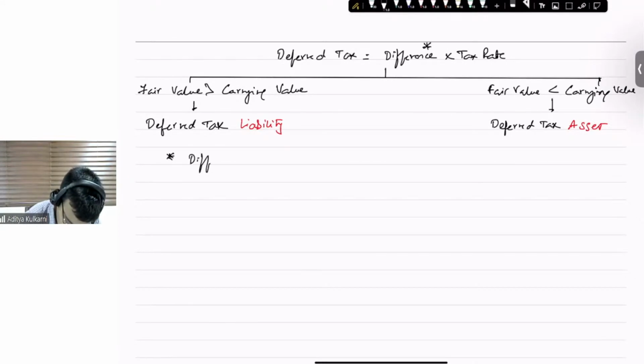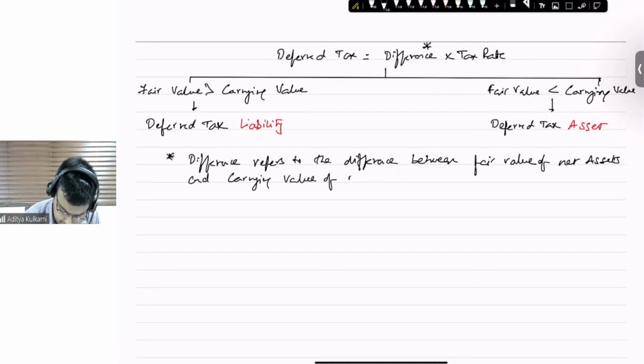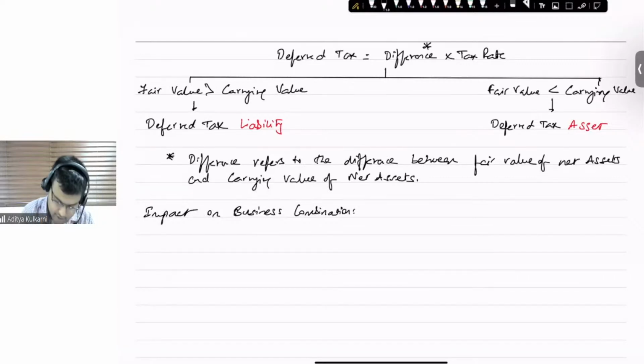So difference refers to the difference between fair value of net assets and carrying value of net assets. Impact on business combination.